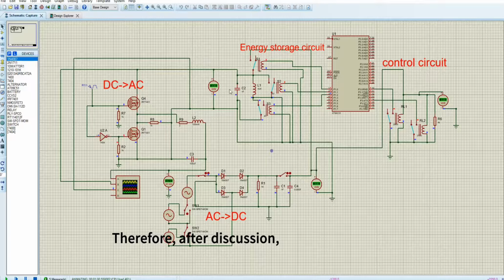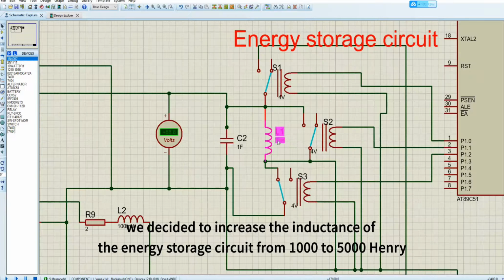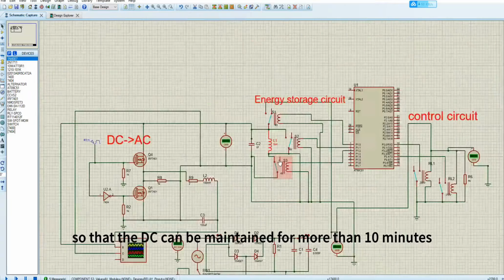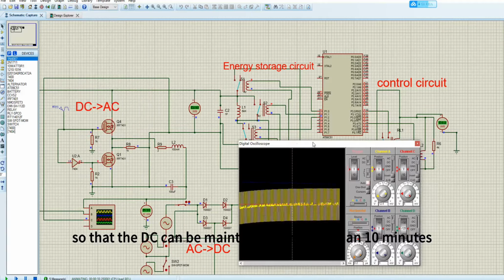Therefore, after discussion, we decided to increase the inductance of the energy storage circuit from 1000 to 5000 Henry so that the DC can be maintained for more than 10 minutes.